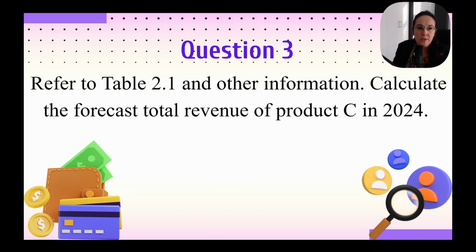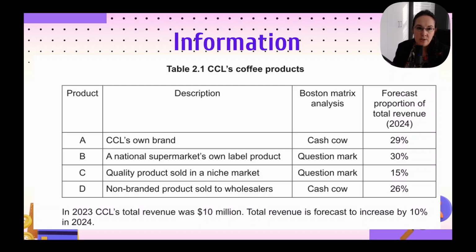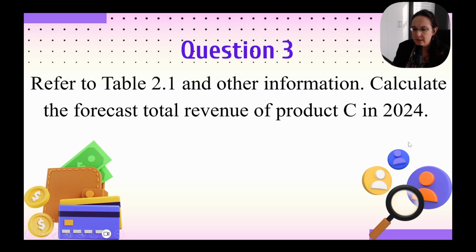Question 3. Refer to table 2.1 and other information. Calculate the forecast total revenue of product C in 2024. Let's look at the information provided. Here we have 4 products, product A, B, C, and D. They also tell us that the total revenue was 10 million in 2023, and the total revenue is forecasted to increase by 10% in 2024. So remember, they want us to calculate the forecast total revenue of product C in 2024.